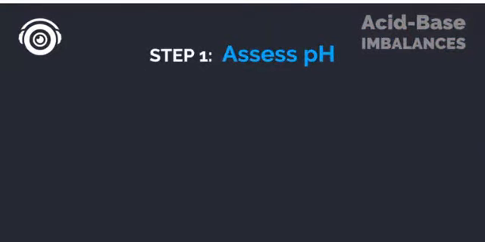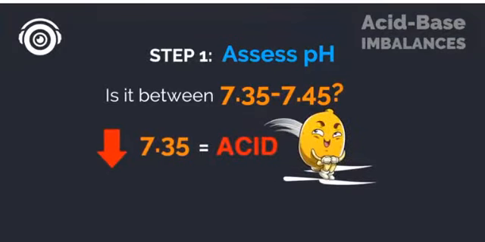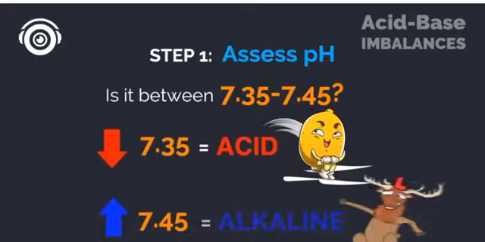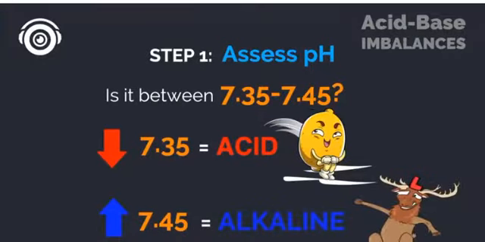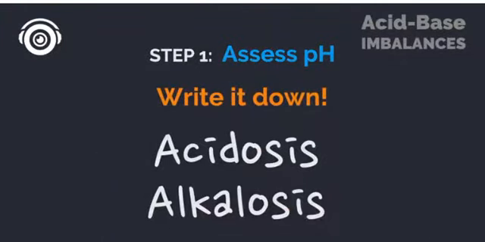I want you to look at that pH and say, is it within 7.35 to 7.45? If the lab value is below 7.35, that's an acid. If the number's above 7.45, that's basic, or alkaline. So look at a problem and assess the pH. If it's below 7.35 and trending downward, you need to put acidosis. If it's above 7.45, write down alkalosis. Put that down in your problem right away, so you already got 50% of the problem. You've got half the answer right there.